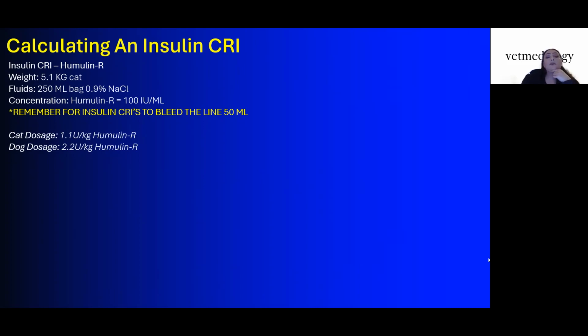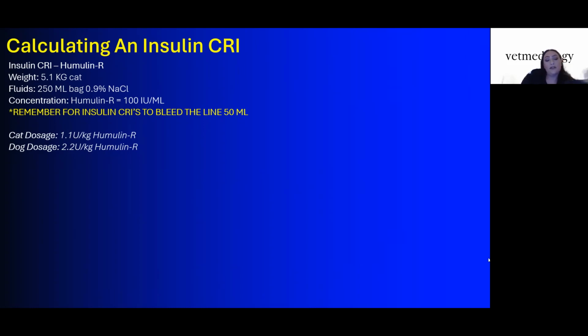Remember to bleed the line 50 mils once the insulin is already in the bag, because that insulin needs to go ahead and coat that PVC so that it does not adhere to the plastic, because it binds to plastic. So the cat dosage is typically 1.1 units per kg of Humulin R. It can be 2.2. It depends on the doctor.